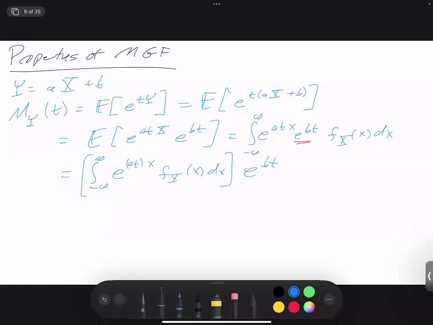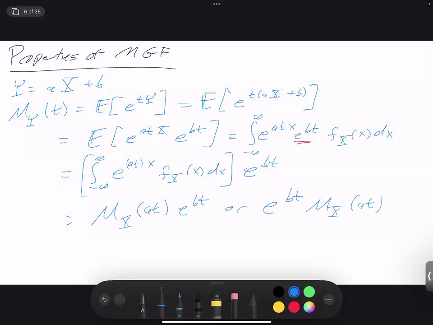For what value of a is it easy to understand that integral? If a equals 0, then it's just going to be 1. If a equals 1, this is just the moment generating function of x evaluated at t. So this is the moment generating function of x not evaluated at t, but evaluated at at. So you just get back the moment generating function of x at at times e to the bt, or if you want e to the bt on the left, you could do that.